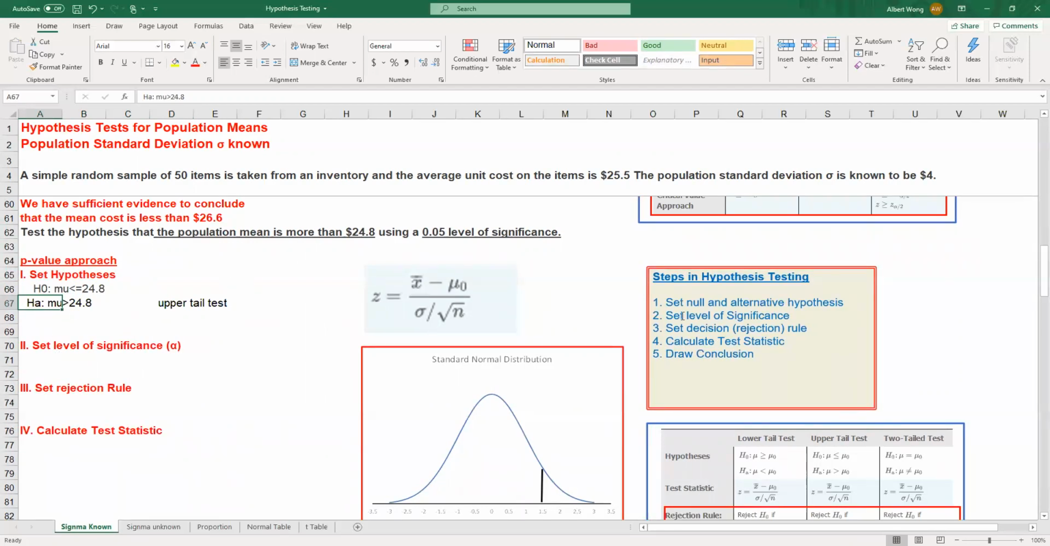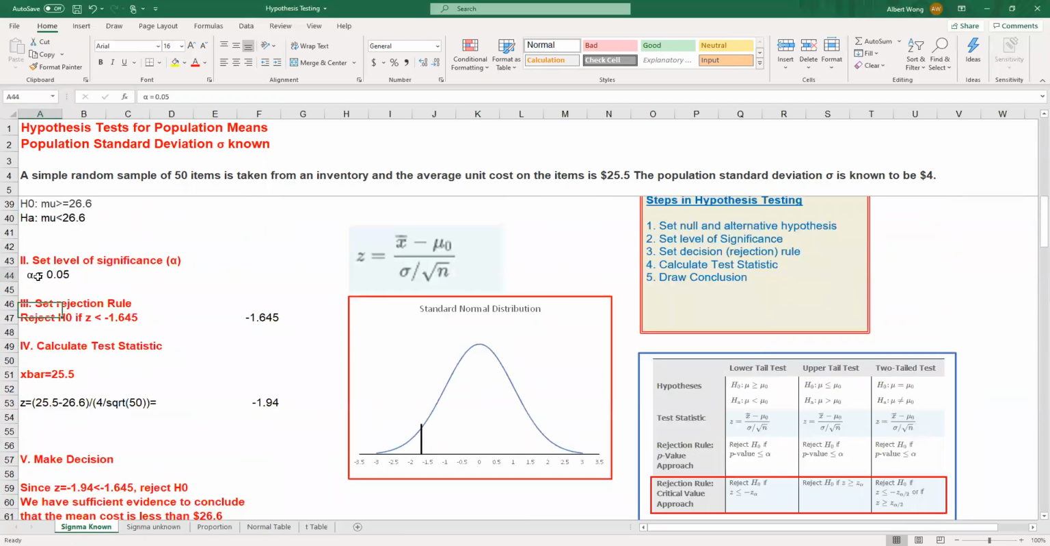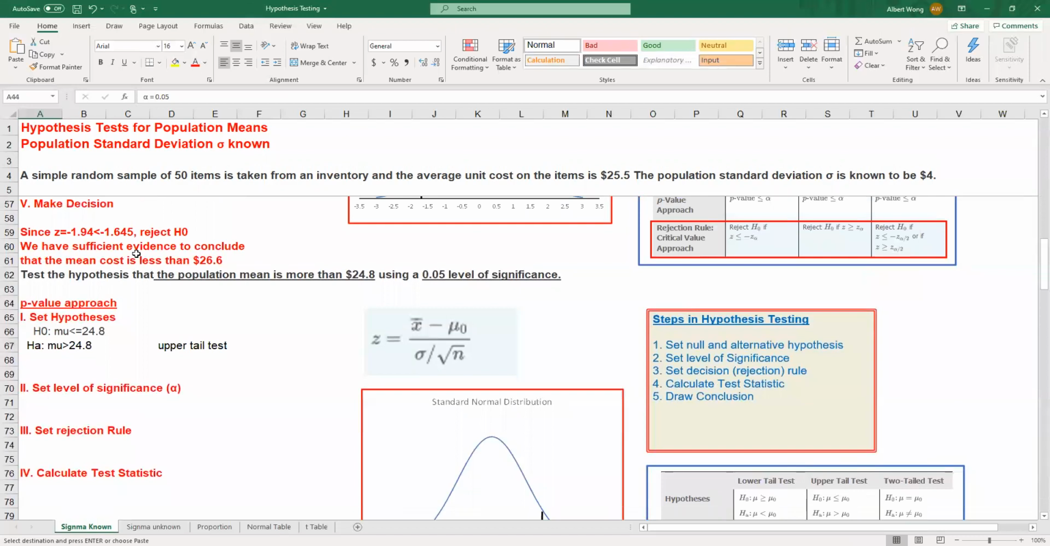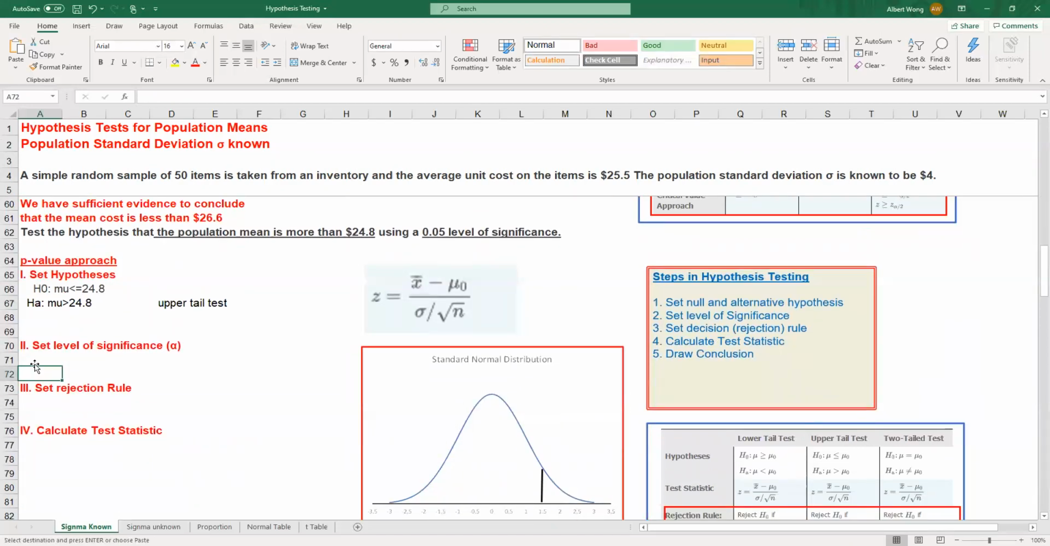We will go through the same 5 steps. It doesn't matter whether it's an upper tail test, lower tail test, two tail test, or any statistical test, you always follow the same 5 steps. Set the hypothesis, set the level of significance, set the rejection rule, calculate test statistics, and draw conclusions. So the second step in this problem is to set alpha, right? Alpha, again, we use alpha equal to 0.05. For the sake of doing it quickly, we can just copy and say alpha is equal to 0.05 because that's what the question asks for.